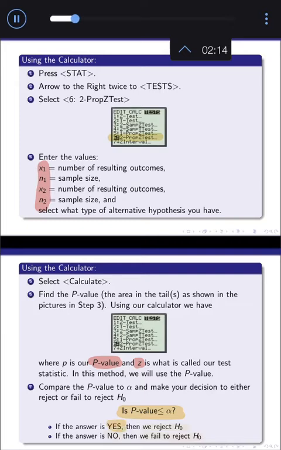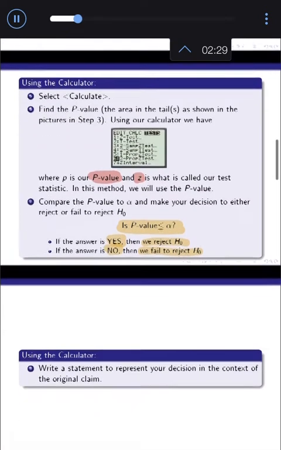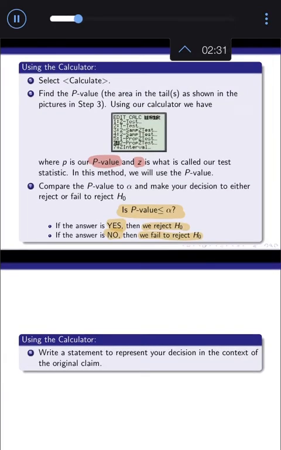If the answer is yes, we'll reject H0 just like before. If no, we will fail to reject H0. Then, just like before, we'll put this in context of our original claim, whether that is H0 or H1. We won't know until we actually set up our problem at the beginning. Notice we are not talking about rejection regions.